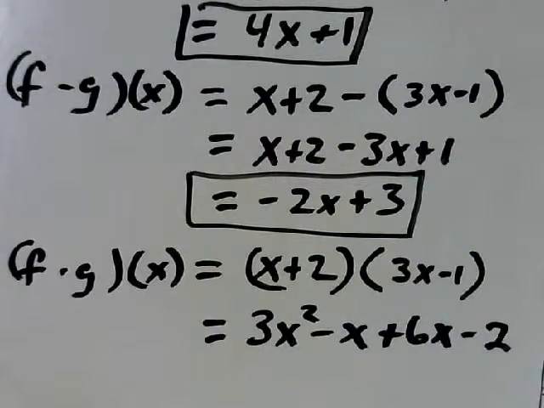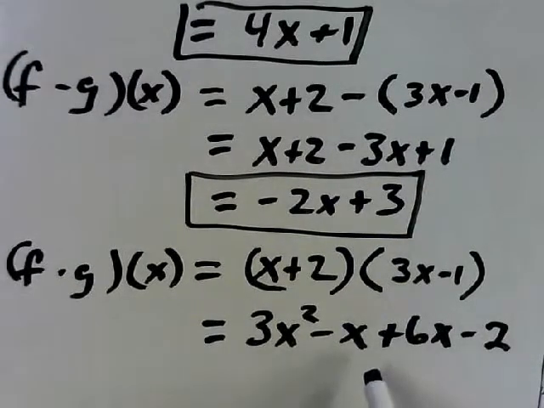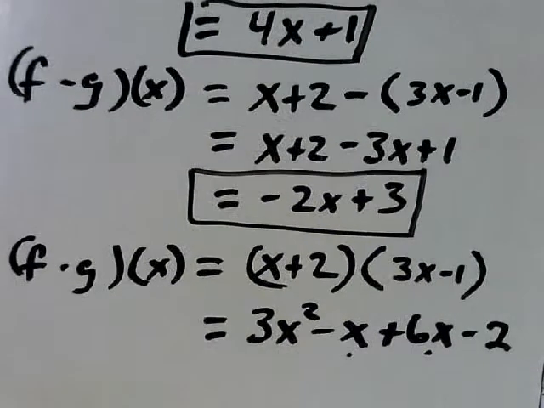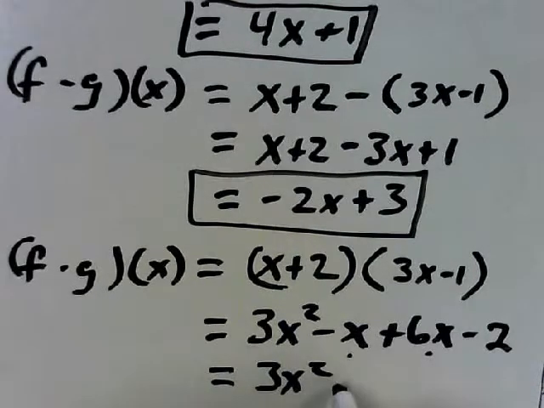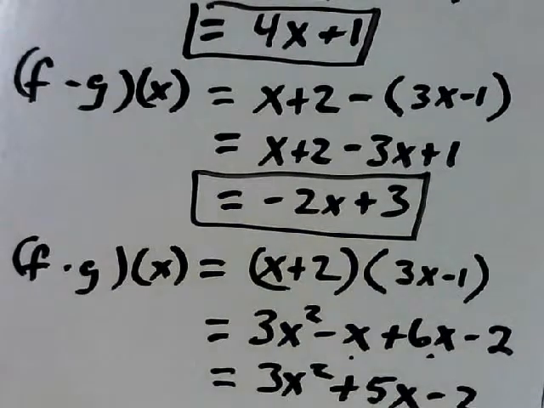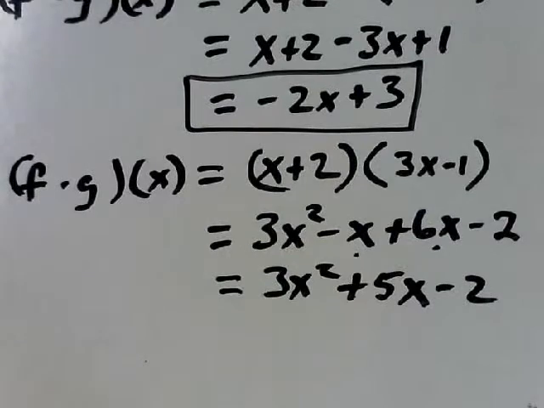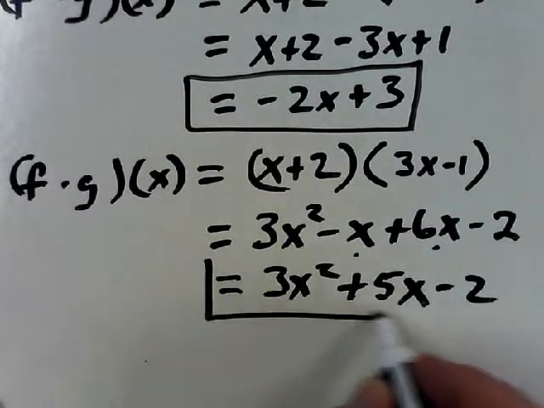What do I need to look for? Not necessarily common multiples, but similar terms. This one and this one are both x's, aren't they? Can I add them together? Yes. Which gives me 3x squared plus 5x minus 2. So that's my multiplication one.